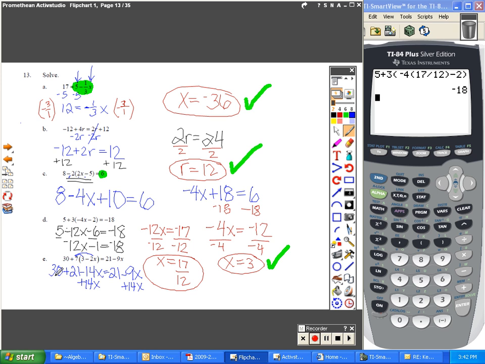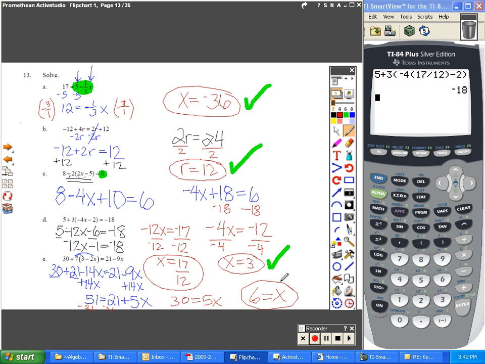I'm going to add 14x to both sides. Okay, now I've got 30 and 21. I've got 51 on this side. I've got 21 plus negative 9 plus 14 is 5x. Now to finish this problem up, I'm going to have to subtract 21 from both sides. Subtract 21. 30 equals 5x. Okay, this comes out well. Divide both sides by 5. 6 is equal to x.